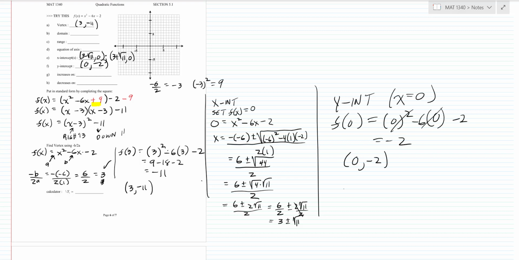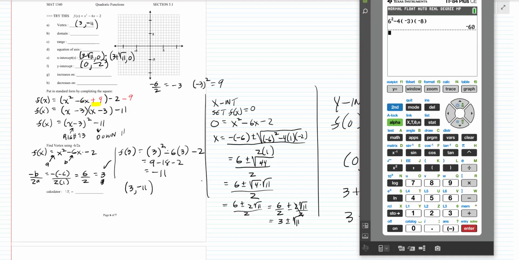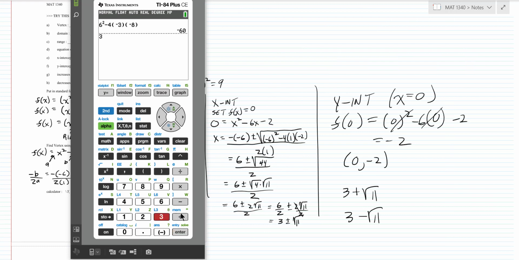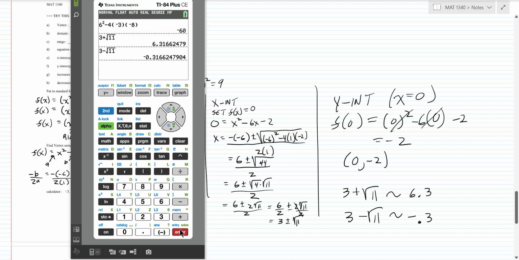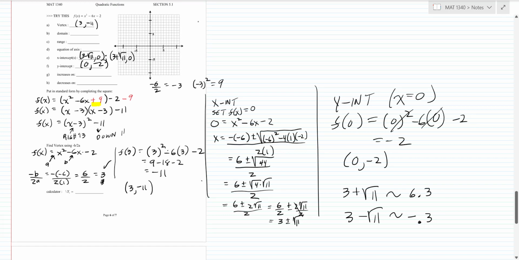The other thing that I would recommend that you do for the accuracy of your graphing is take your calculator and turn these things into decimals. So if you do 3 plus the square root of 11, you're going to end up getting about 6.3. That's where you're going to cross the x-axis. If you do 3 minus the square root of 11 on your calculator, that will give you about negative 0.3. So it's important you do that so that you can accurately locate where the intercepts are, okay?